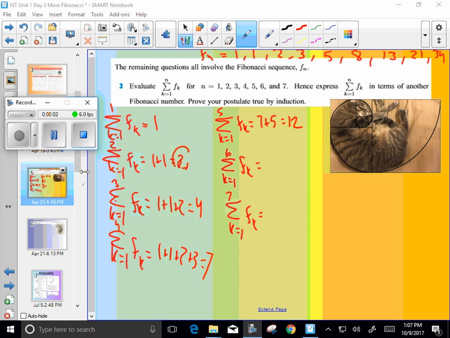For number 3 here, we have to build a pattern. We got a good start here. We're taking the sum from 1 to 1. It's just the first term, 1. And then for 1 to 2, you're going to just add the first 2. 1 and 1 gives you the 2.